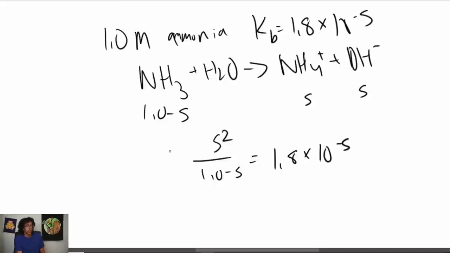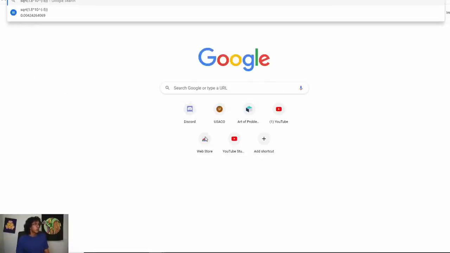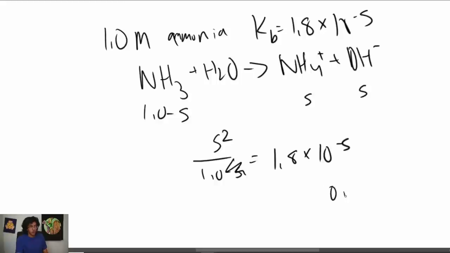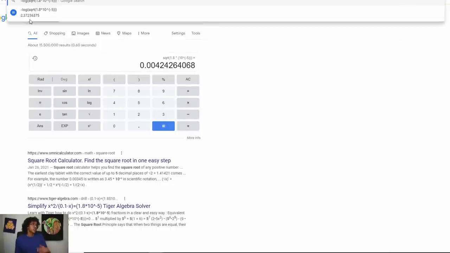So if we assume that S is negligible, we could solve for S squared, and we get 1.8 times 10 to the negative 5, so S is equal to 0.00424. And now, if we just want to find the pH, remember that S is actually the OH- concentration. So if we want to find the pOH, we would take the negative log of this, and we get 2.37. Now, remember, this is a base, okay?